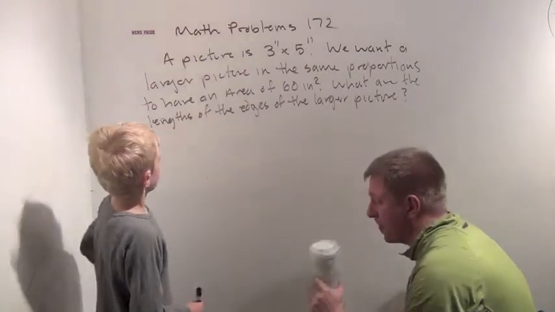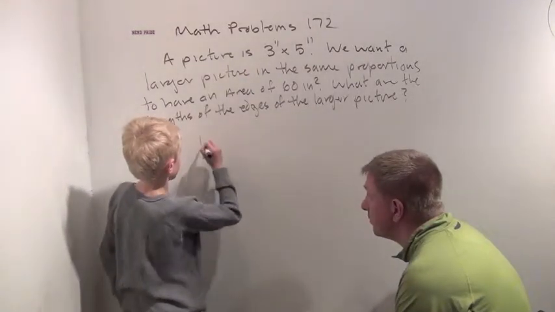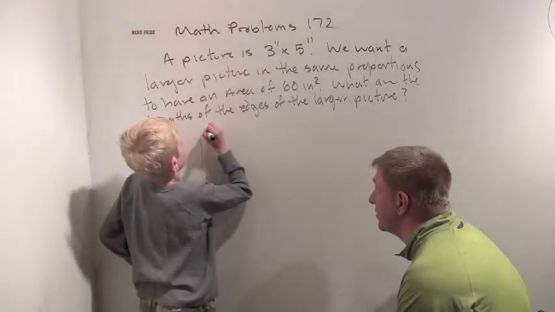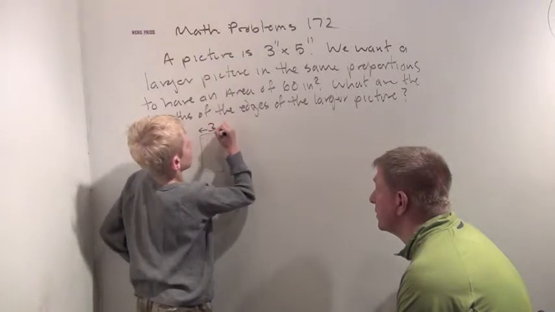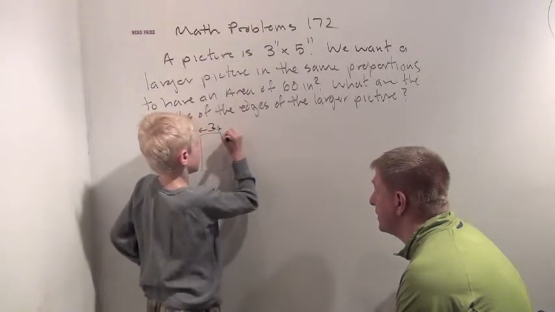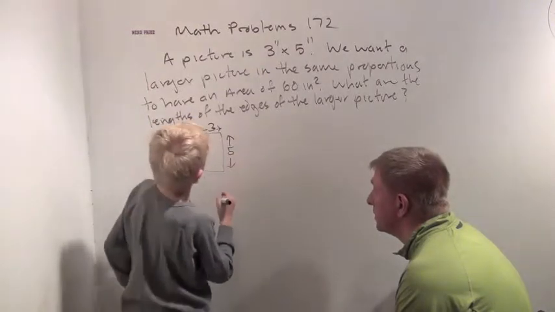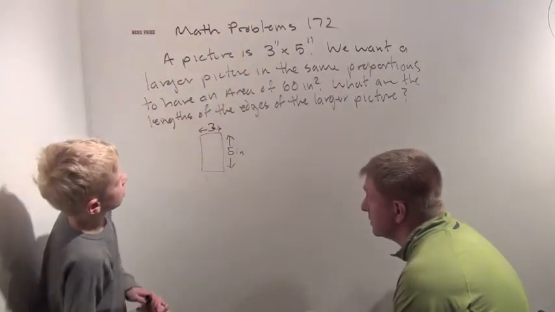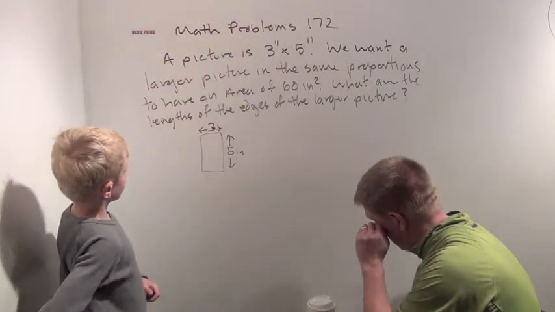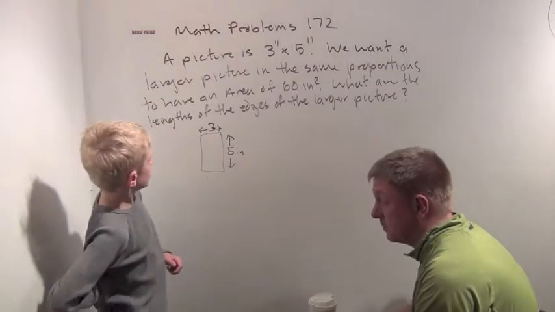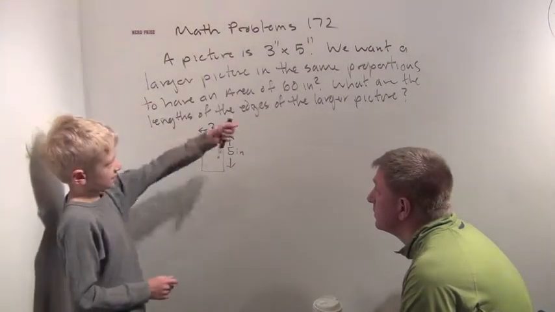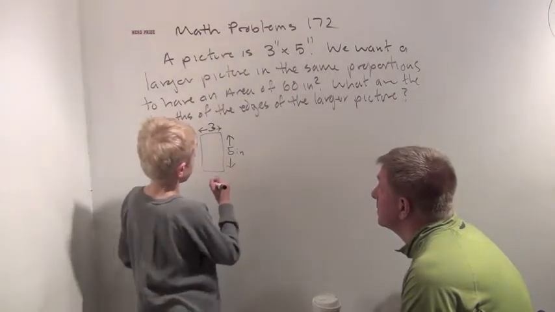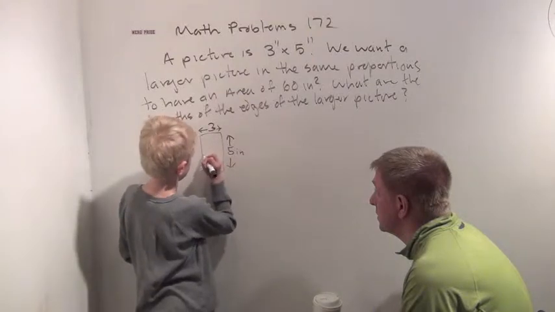Well, first we could actually draw the picture. It's always a good idea to try to draw the pictures. This is 3 and this is 5. And these are inches. 3 inches by 5 inches. And now we want the picture in the same proportions and an area of 60 inches squared, so the area of this one is 15 inches squared.